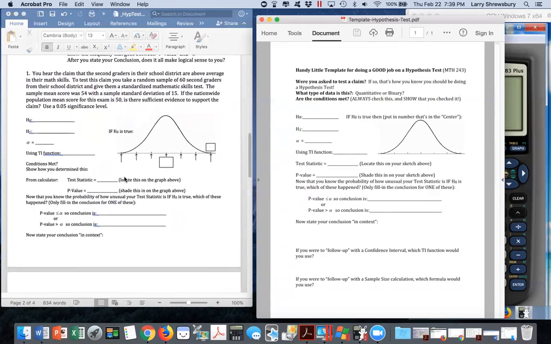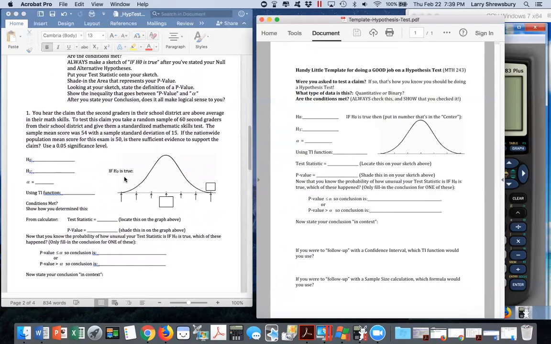Okay, so for starters here, you hear the claim that second graders in their school district are above average in their math skills. Yeah, they're just bragging away. And you're saying, oh, you think so, huh? We'll see about that. And to test this claim, you took a random sample of 60 second graders from their school district, so it should be a good representation of their whole school district, and you gave them a standardized mathematics skills test to measure their math skills. The sample mean score was 54 with a sample standard deviation of 15.